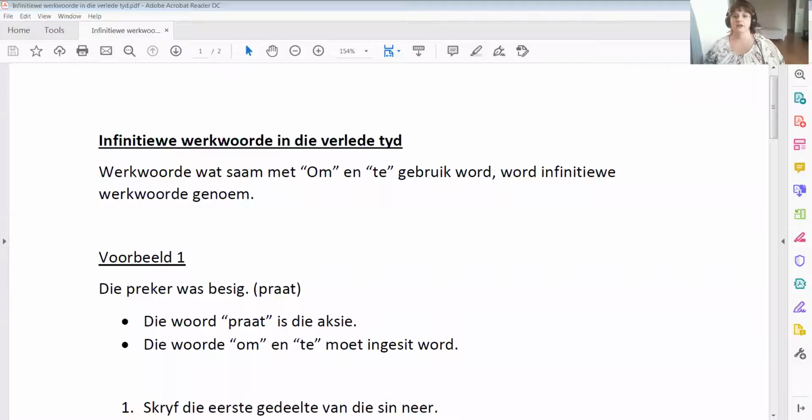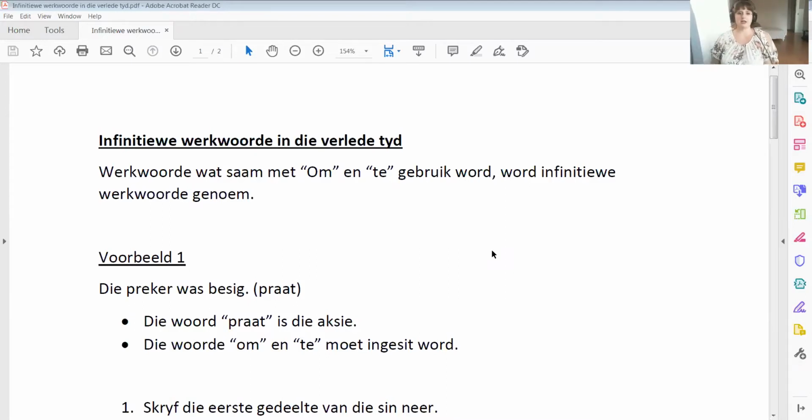So I'm going to be talking about the infinitive in the past tense, okay? So, kom ons vind die dingetjie. Okay, so, infinitiewe werkwoorde, in die verlede tyd.